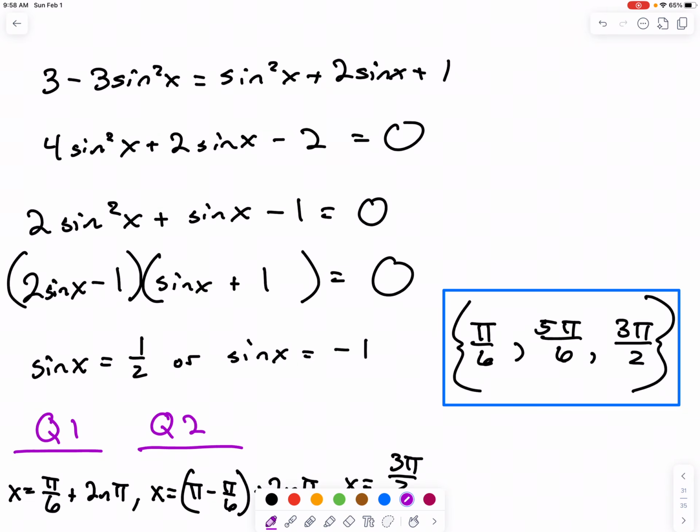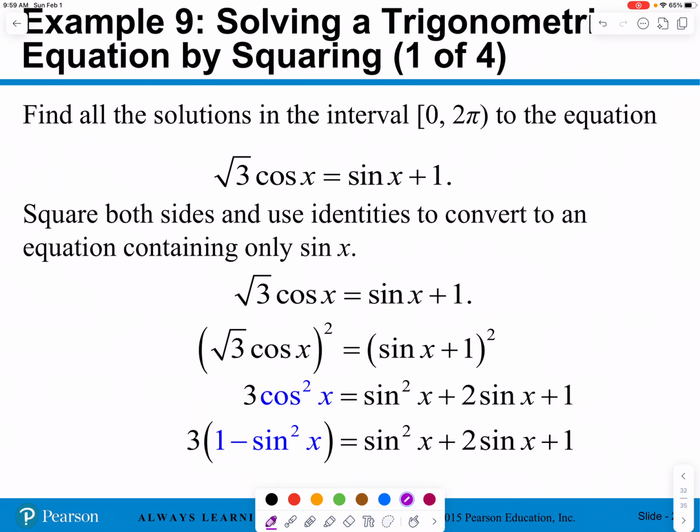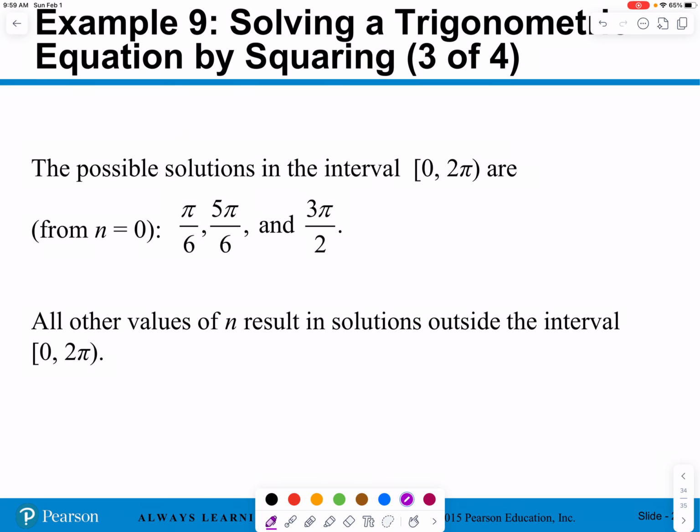If I were in a testing environment, I would definitely check it. For here, like I said, I got tired. I didn't bother checking it. So that 5 pi over 6 is what's called an extraneous solution, right? The algebra is fine, but then when we check it in the original, it doesn't work out. So we should have checked it. So don't be lazy, all right?